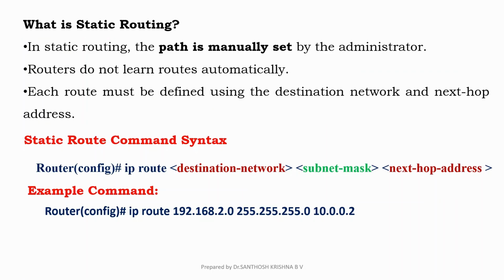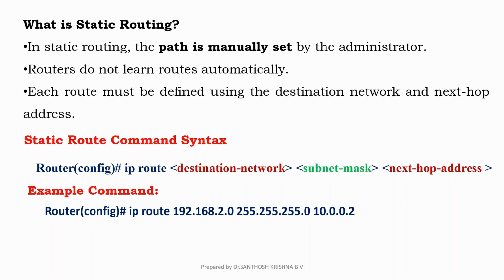What actually is static routing? In static routing, the path is manually set by the administrator. Suppose the devices are sitting in the same location and are not moving at all. In that case, we can go with static routing. Here, the routers will not learn routes automatically. Manually, it has to be configured. Each route must be defined using the destination network and next hop address.